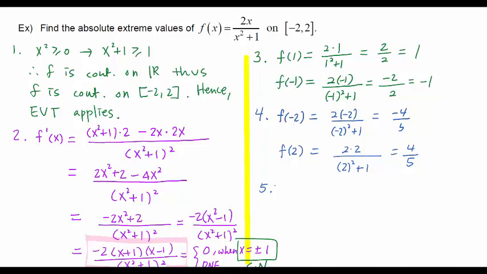Now I have to determine what's my absolute max and absolute min. So out of the 4 values listed in steps 3 and 4, look for the highest value. What is the highest function value? Is 1 bigger or 4 fifths bigger? 1 is bigger.